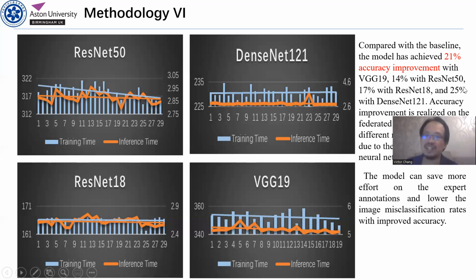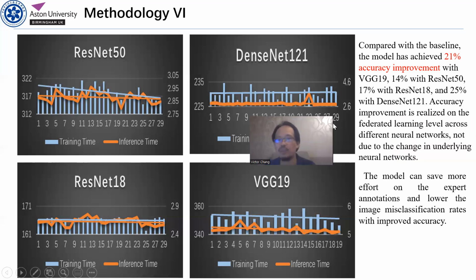Compared with the baseline, the model has achieved 21% accuracy improvement. That's a vast improvement. With VGG19 it is 14%, ResNet 50 70%, ResNet 18 25%, and DenseNet 121 also improves. The accuracy improvement is realized with federated learning across different neural networks, not due to a change of the underlying neural network. The model can save more effort on expert annotation and lower the image misclassification rates with improved accuracy.